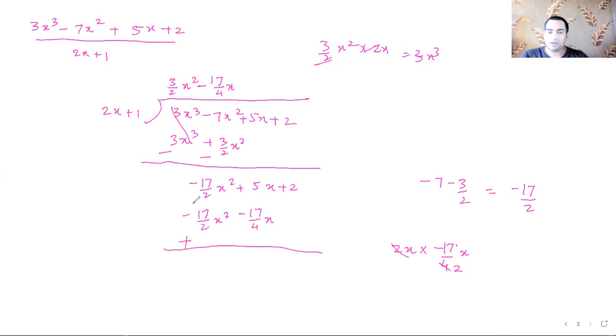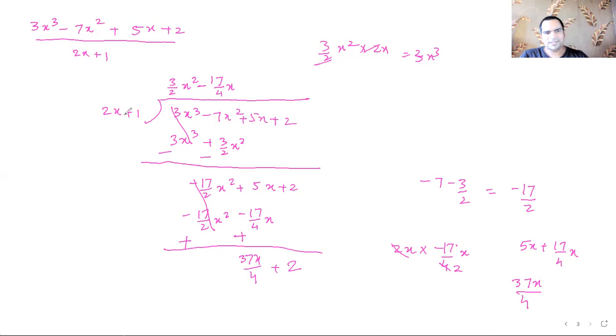Now you subtract this, so it will become positive. You can see the sign opposite you always take. This is negative, so it will become positive. This gets cancelled, and you get 5x plus 17 by 4x, you can add separately and see. So 4 5s are 20, 20 plus 17 is 37x over 4. So this part will become 37x over 4 and plus 2.